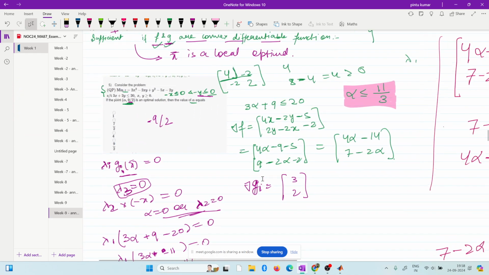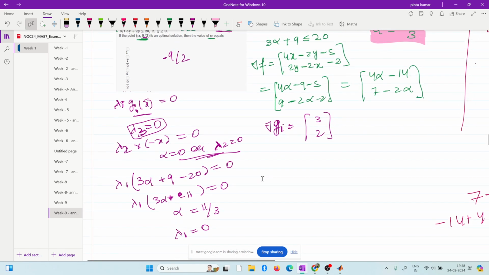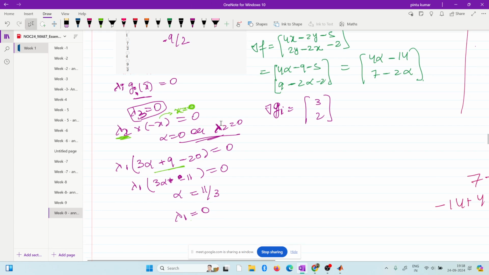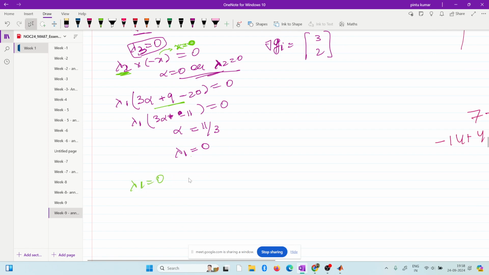Okay, so when I solved, I was able to get that my lambda 2 is also equal to 0. Let's say if my lambda 2 is not 0, then what will I have? My x would be 0, right? If my lambda 2 is not 0, then my x would be 0, and what would happen then? Then this term, whatever I have, would be non-zero and lambda 1 would be 0, right? So either lambda 1 would be 0 or lambda 2 would be 0.